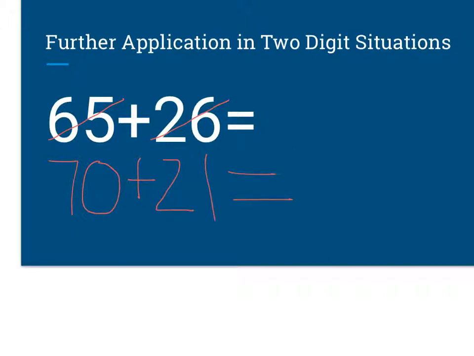I've redistributed the numbers that I'm going to add together, so instead of having 65 plus 26 and needing to regroup, I've taken 5 from the 26, given that to the 65, I have 70 plus 21, that is 91.